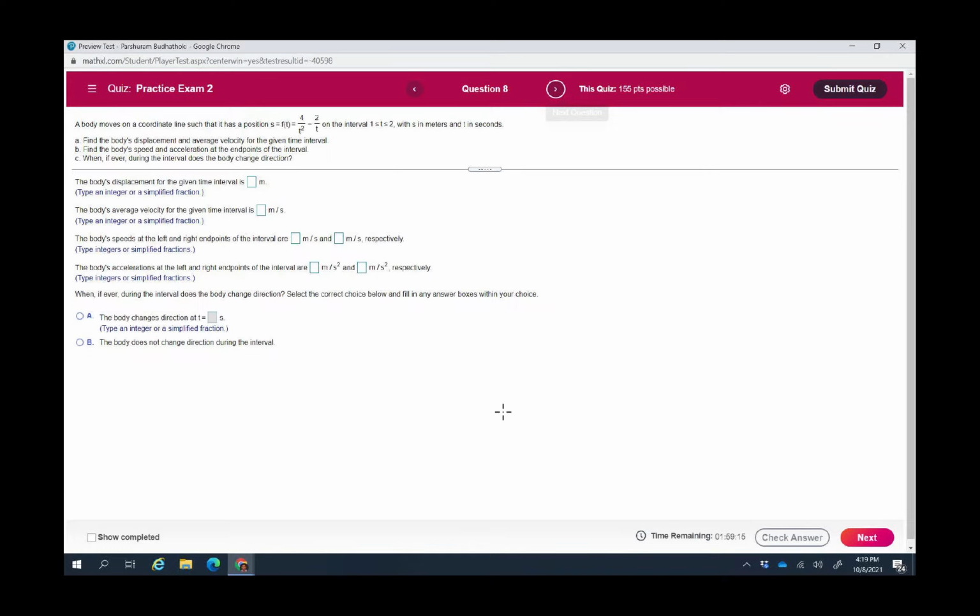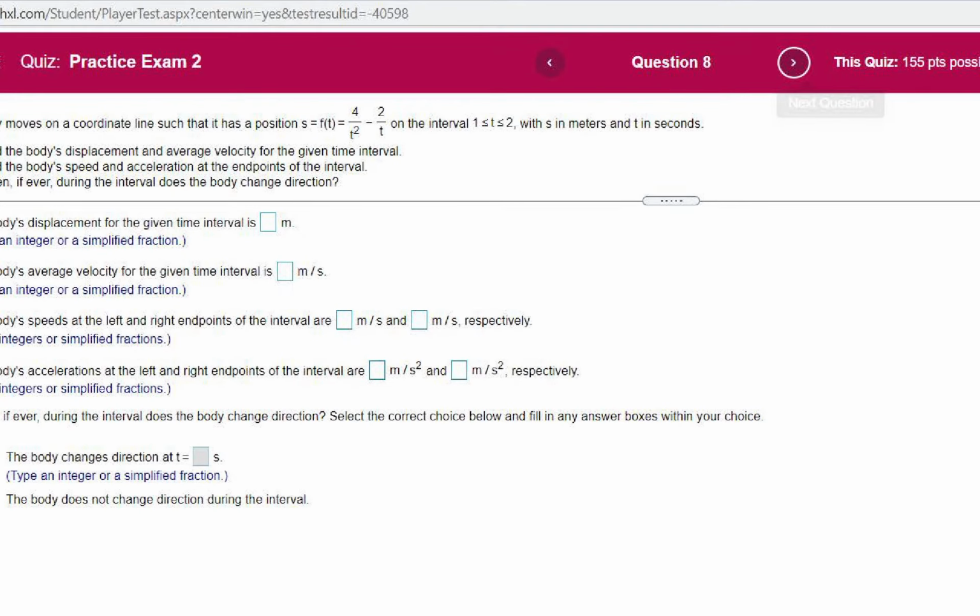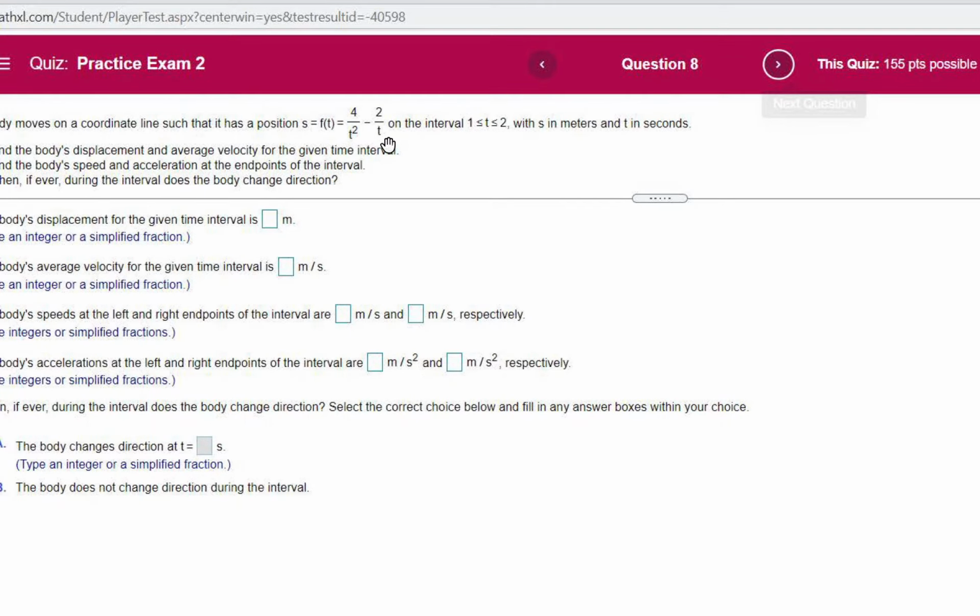Okay, so there are three different parts in this problem. The first one, as you can see, a body moves on a coordinate line such that it has a position. This is the position function. Let's zoom in here. The body is moving during the time interval from 1 to 2, and the unit of position is meter, and the time is in second.